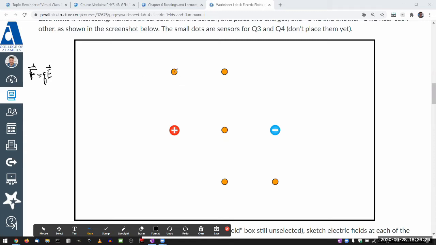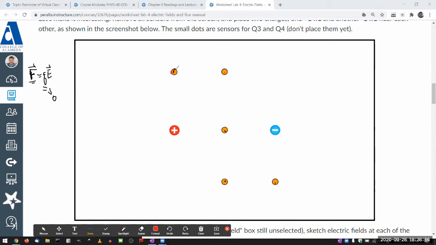So if you have these test charges and you are trying to figure out what is the electric field at the location of these test charges, the first question you should ask is, imagine the test charge is positive, what would be the force? So let me do that one test charge at a time.